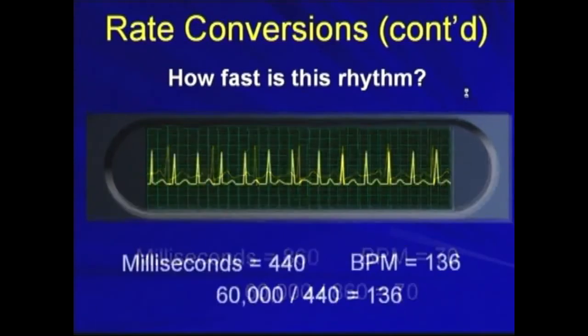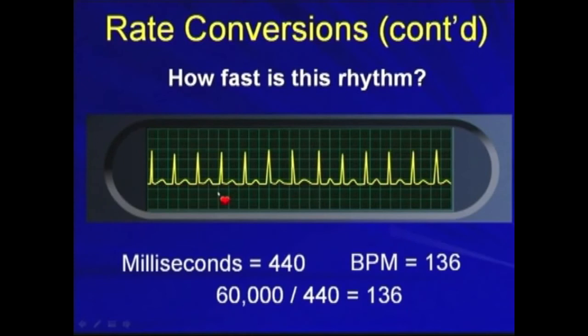Let's look at another example. For this rhythm, how fast is it? If you measure the milliseconds between the two R waves, that is the RR interval, it measures about 440 milliseconds. So the rate would be 60,000 divided by 440, which equals 136. So the heart rate is 136.